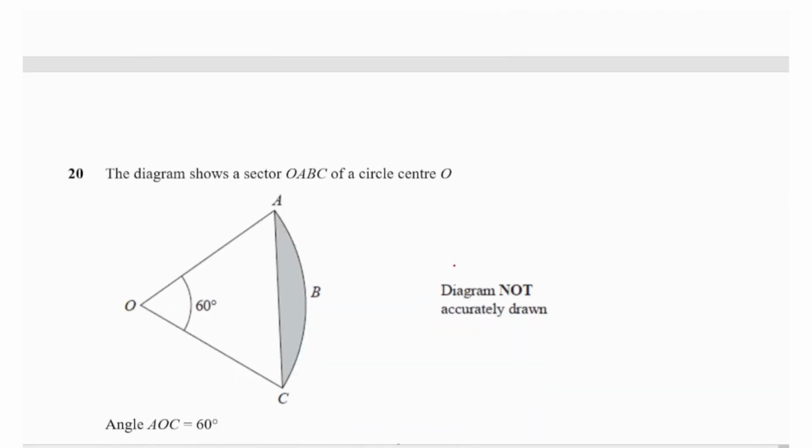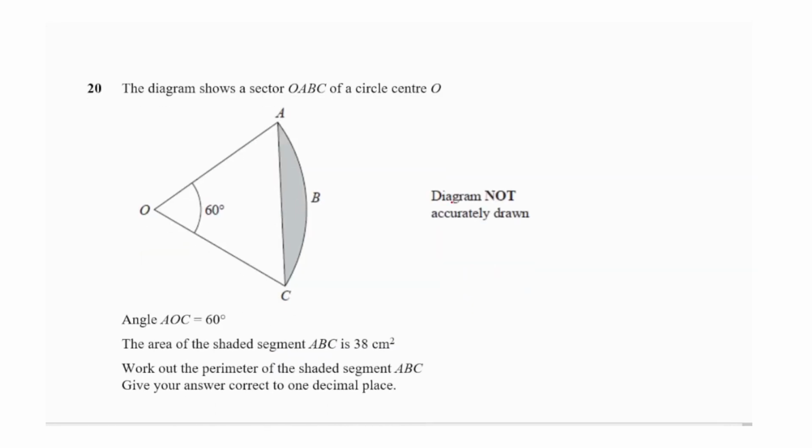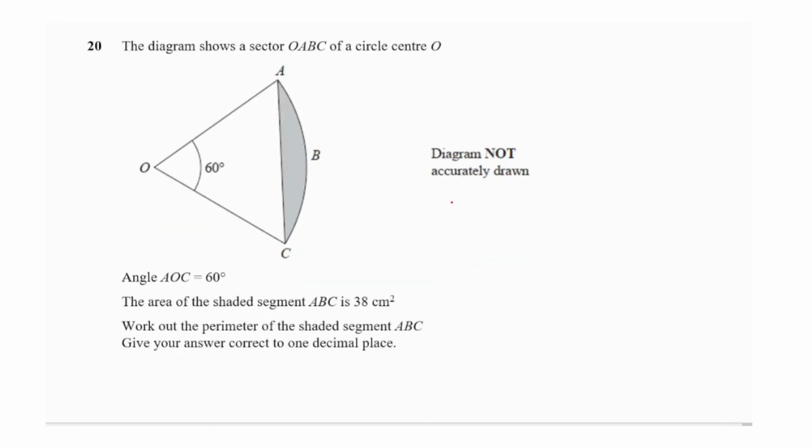So next one we have question number 20. This question is a bit complicated, but we're going to go through it together. It will be easier for you, because in Math 6 every hard question becomes easy. Okay, so the diagram shows a sector OABC of a circle, center O. So OABC is our sector from there to there. Angle OAC is 60 degrees.